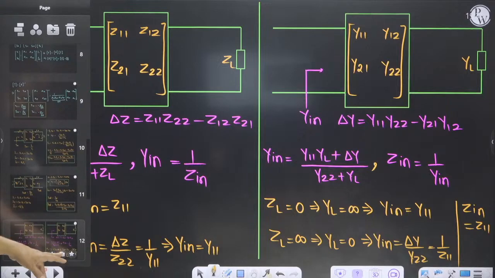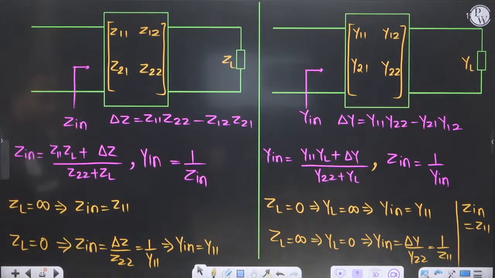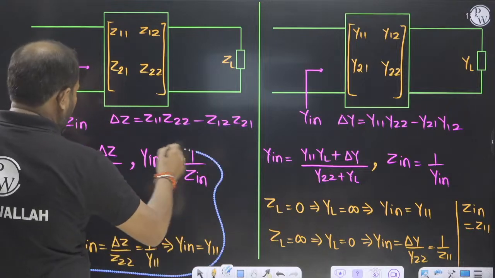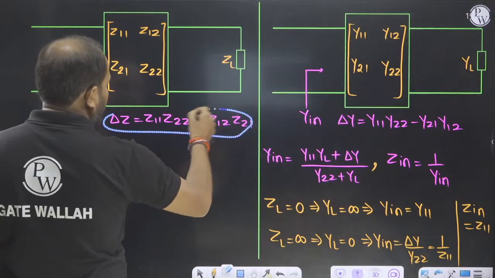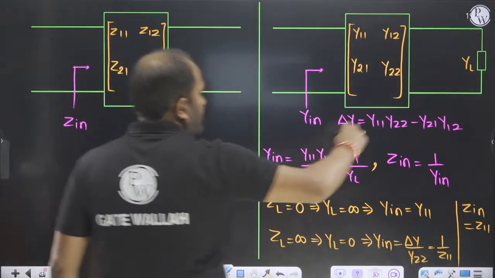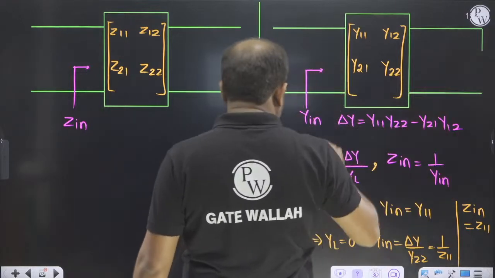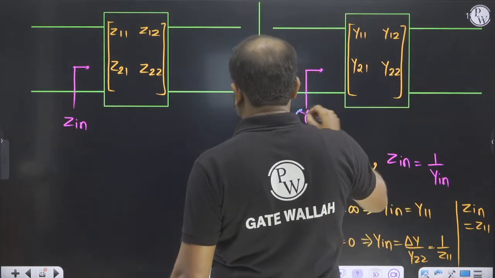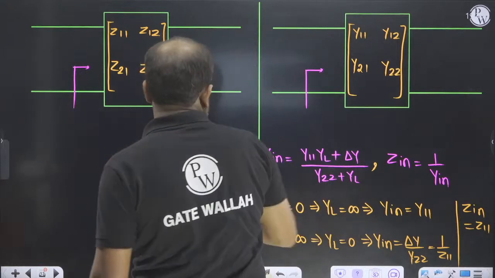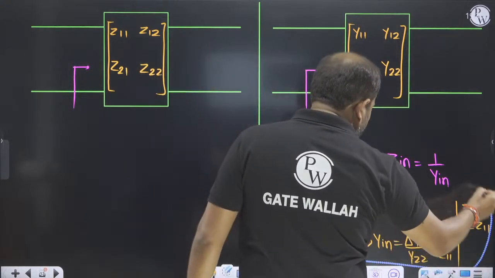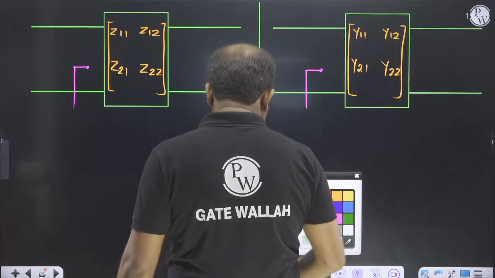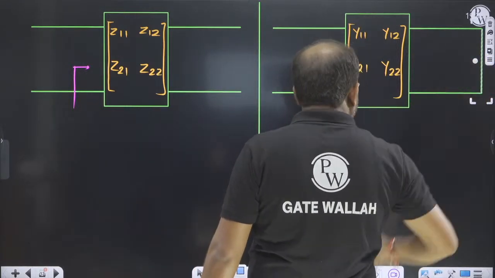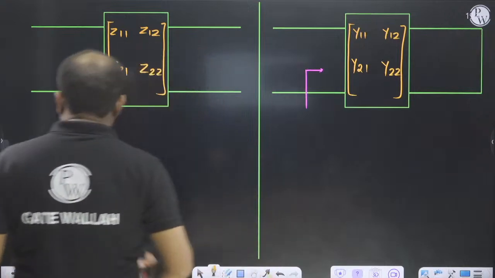So what I am going to teach you, I have tried to explain that this one is open circuit. Try to understand, this one is open circuit and this one is short circuit. So what is happening here?